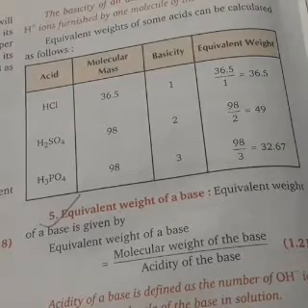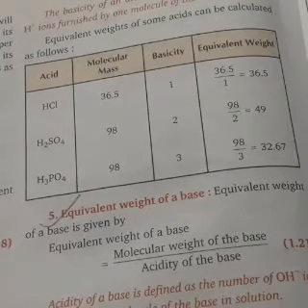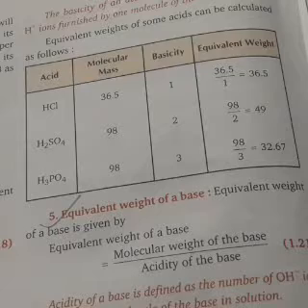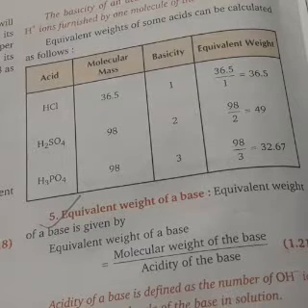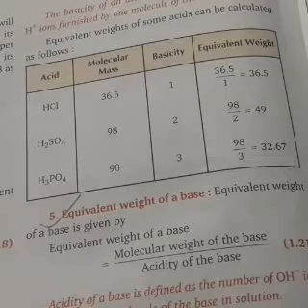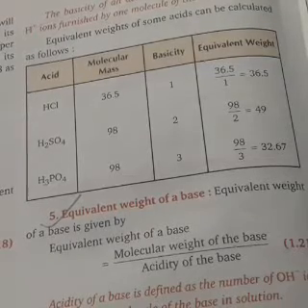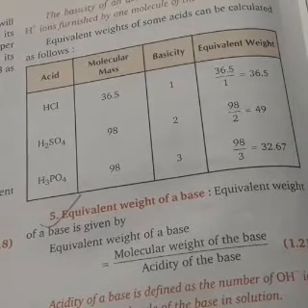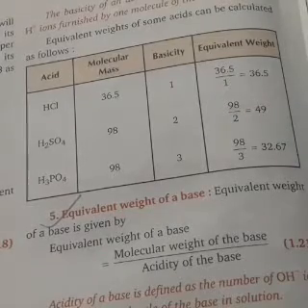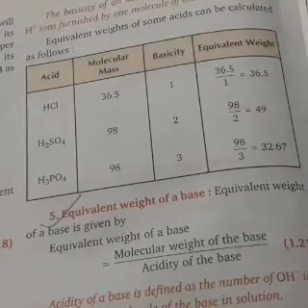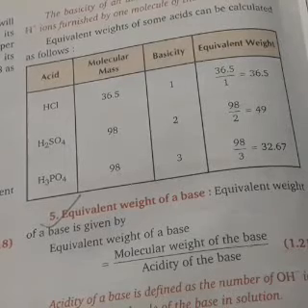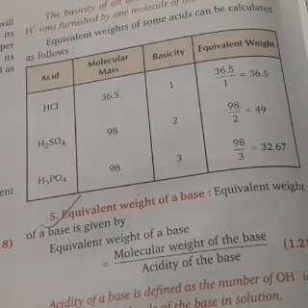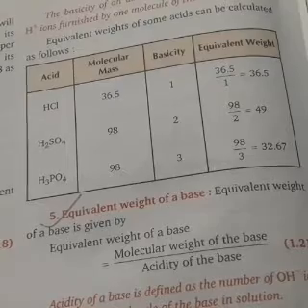But in case of H2SO4, we know H2SO4 will dissociate as H2SO4 = 2H+ + SO4 2-. That means 2 hydrogen ions are produced, which means 2 electrons are transferred. H2SO4 molecular weight is 98 and the number of electrons transferred is 2. So that's why 98 by 2, 49. Similarly for H3PO4, here 3 H+ ions are produced. Molecular weight is 98, but you have to divide it, 98 by 3, that is 32.67. Clear?